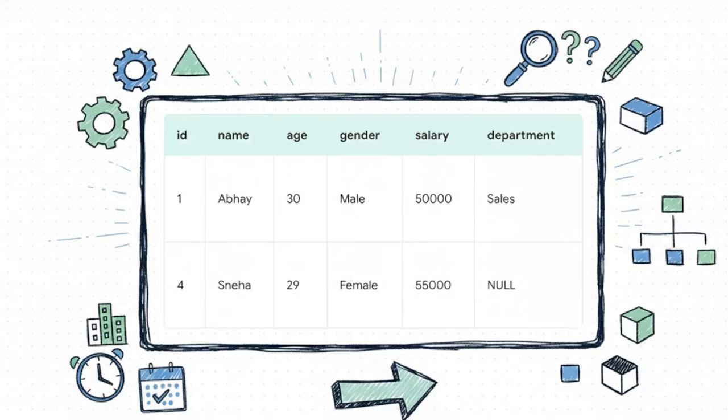Okay, so here it is. This is our starting point, the original blueprint for Myntra's employee data. We've got all the usual stuff: an ID, name, age, gender, salary, and department. Think of this as the before picture. This is our clean slate.